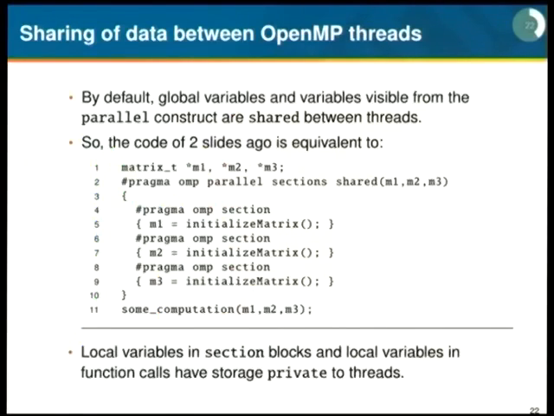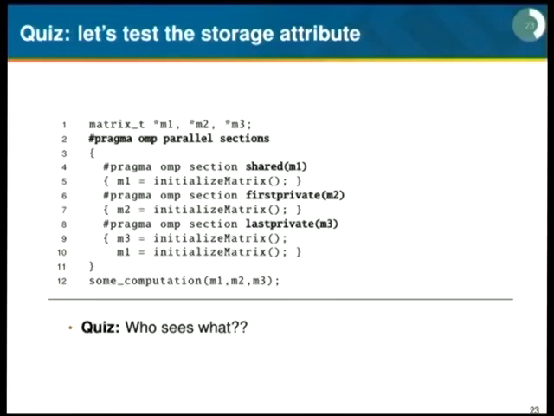Let's try to put this into use. So this is the default. I put a shared here, which really doesn't make much sense because shared is the implied default. So let's make it harder. I still have my 3 matrix pointers. I'm still going to initialize them, but now I have a shared here, a firstprivate here, and a lastprivate there.